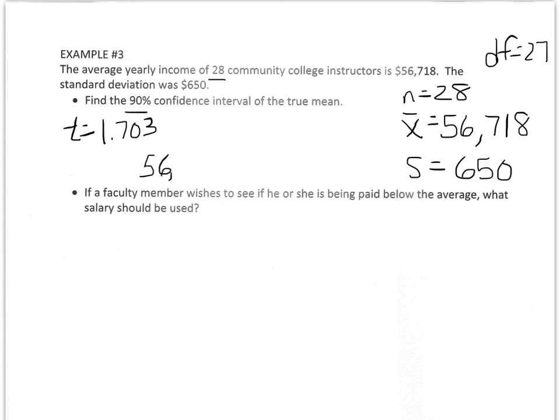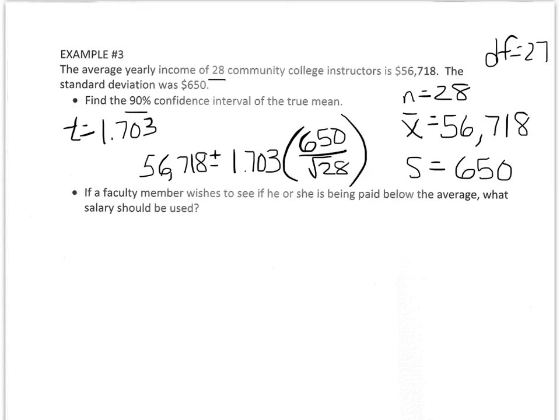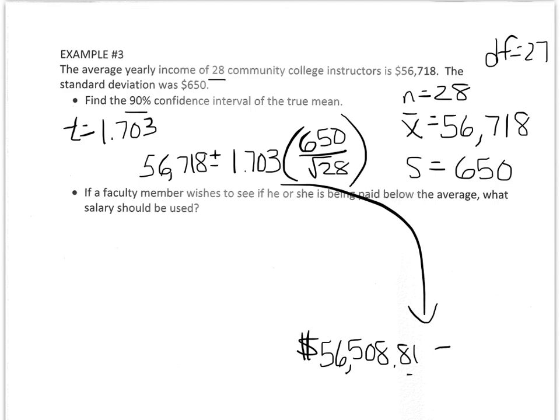Once again, I plug my information in. And when I put that all together, put the answer down here, I'm going to end up with $56,508.81 from my lower and $56,927.19 from my upper. So I'm 90% confident that the average salary, average yearly income, is inside that.